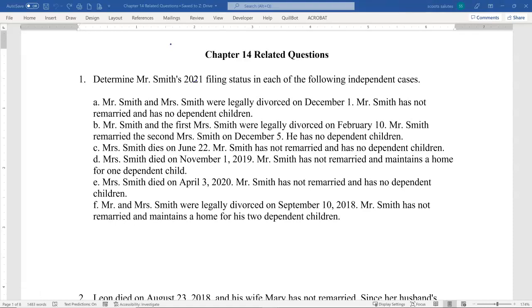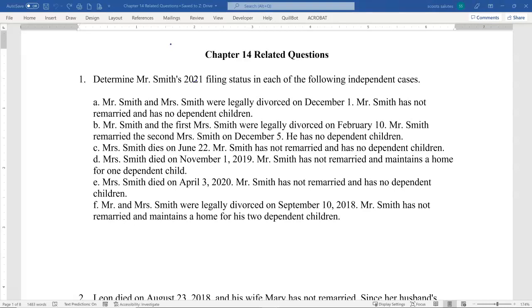Okay, let's start looking at some Chapter 14 related questions. We'll get a refresher here in number 1 by looking at filing status. In it, we want to determine Mr. Smith's 2021 filing status in each of the following independent cases.